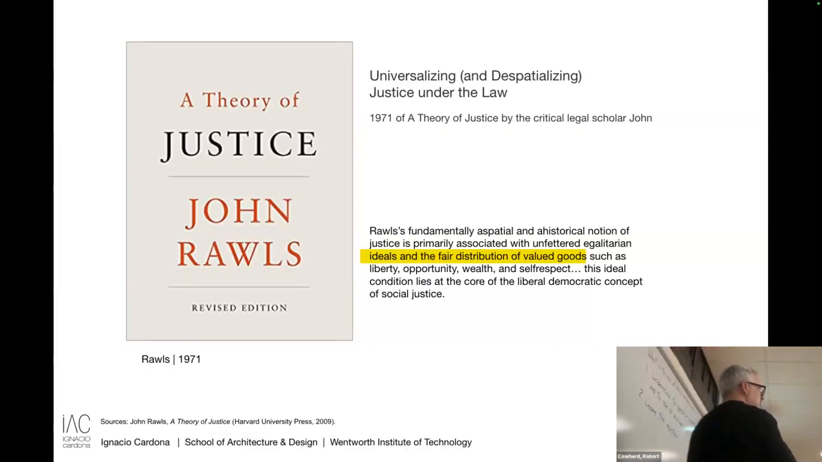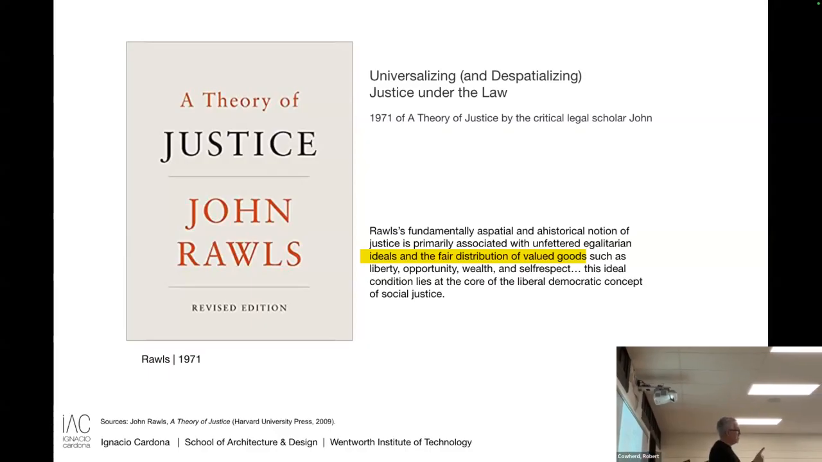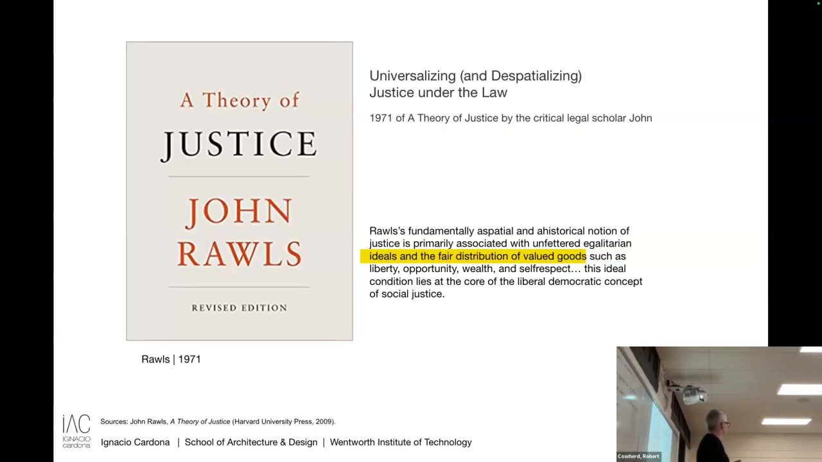Actually, this idea of John Rawls is not about cities, it's about justice in general. He defined justice as the ideal of fair distribution of valued goods. So a system is more equitable and you have more justice around a place if there is a more fair distribution of valued goods. Is this happening in our operating system? That sounds like spatializing justice, not despatializing justice.